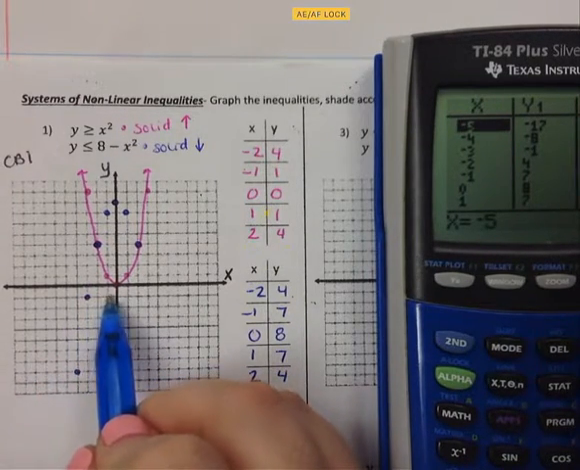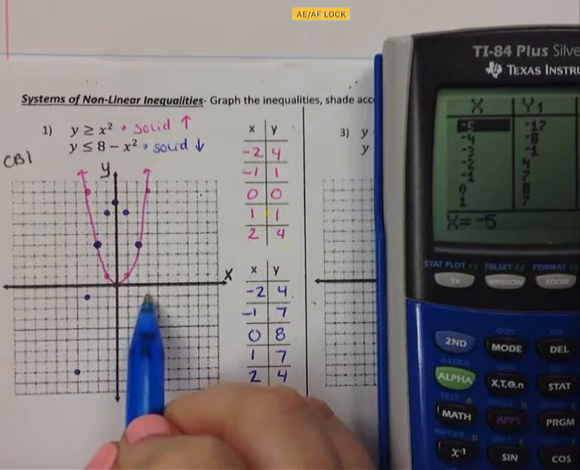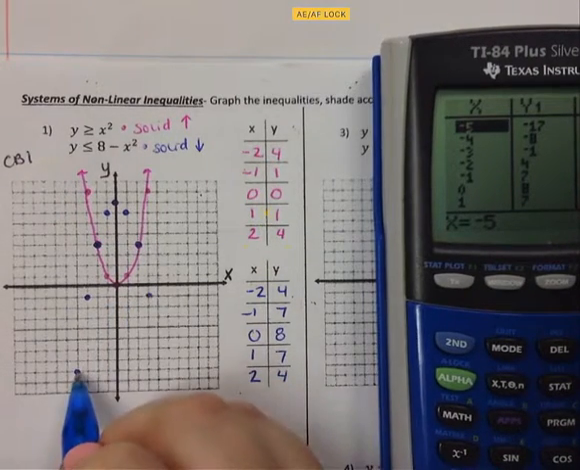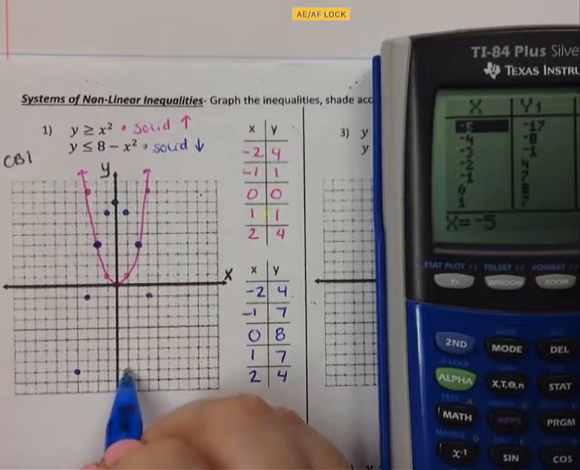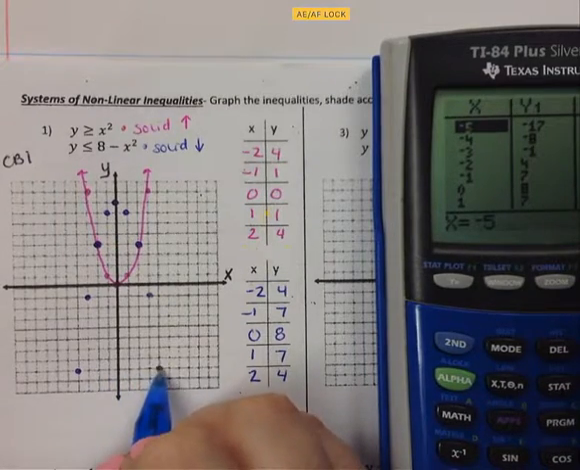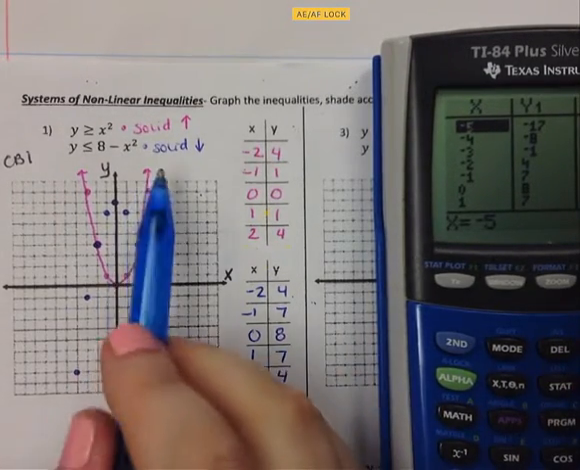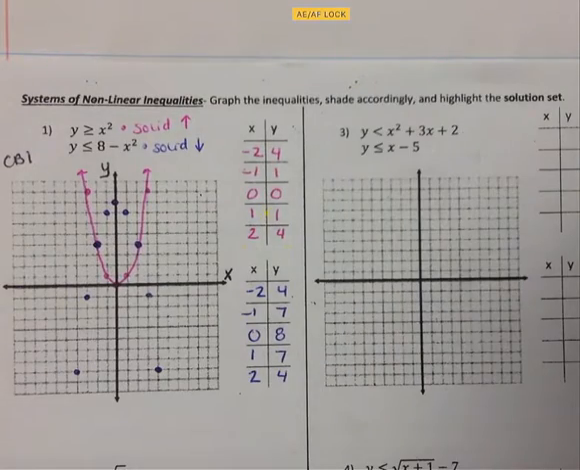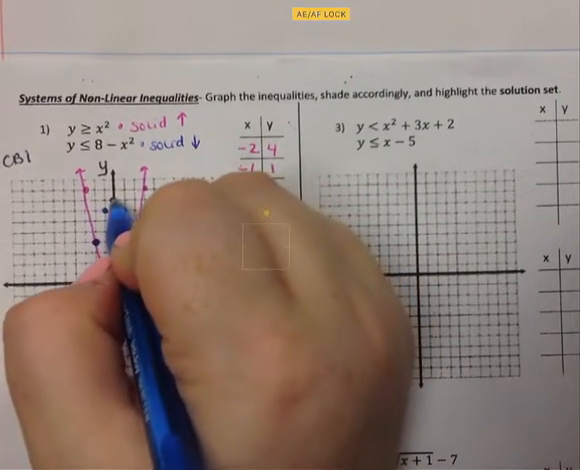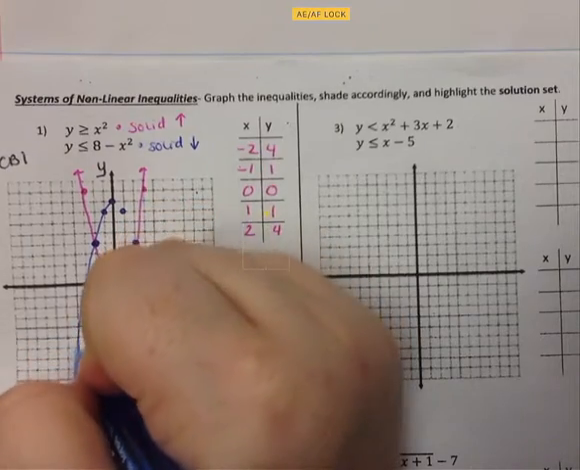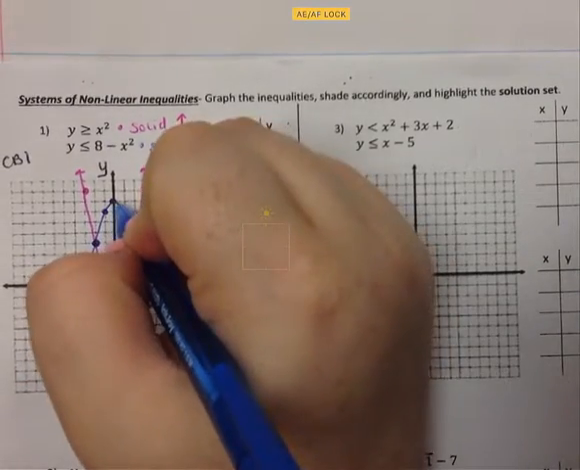Now, because my vertex is along the y-axis, I can actually mirror these coordinates across. So I have 1, 2, 3, and then I can do 1, 2, 3. This one is 1, 2, 3, 4, 1, 2, 3, 4. So then I can graph this. Now again, this dark blue one was solid, so I can graph this parabola solid.